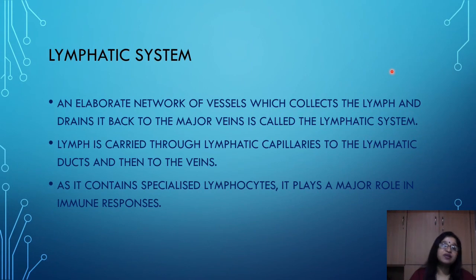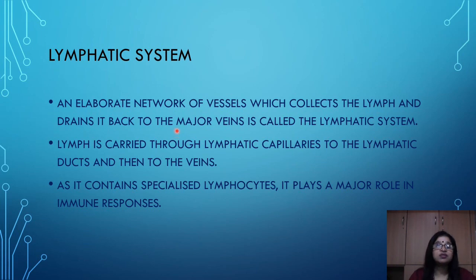So what is the lymphatic system? It is an elaborate network of vessels which collects the lymph and drains it back to the major veins. This fluid which is around the cells needs to also go back into the circulation. It cannot remain there, because then the blood will lose a large amount of water, and the viscosity and the pH of blood will be lost. So we cannot afford that to happen.